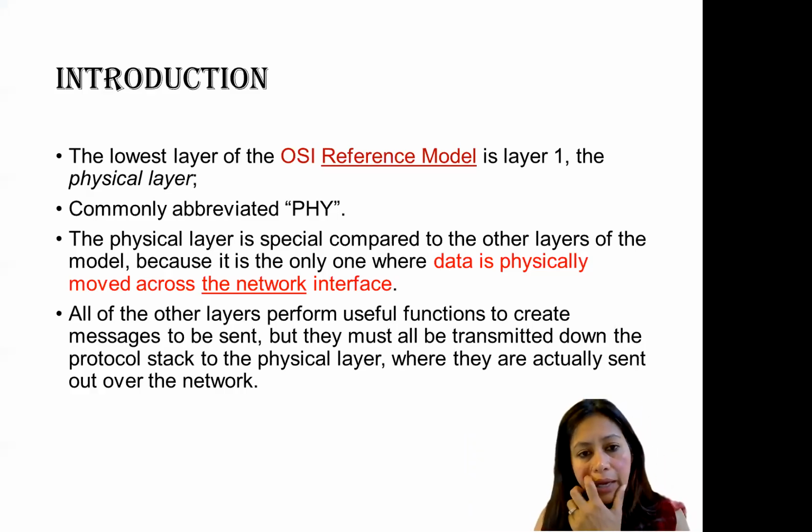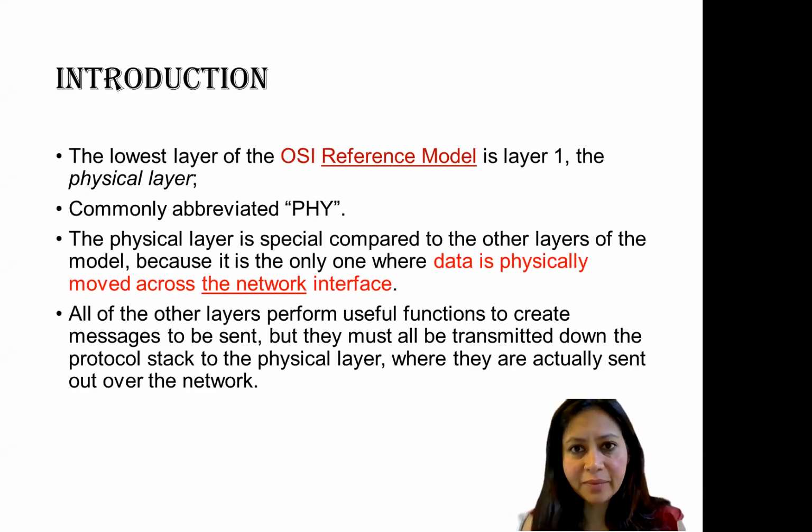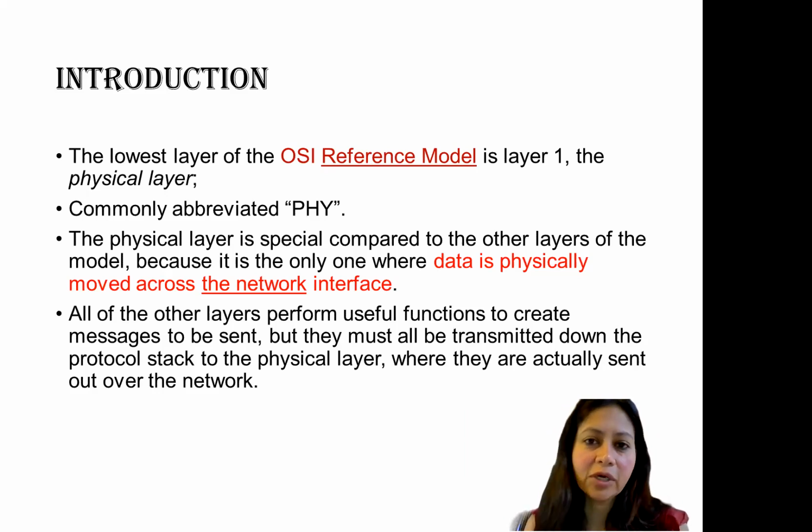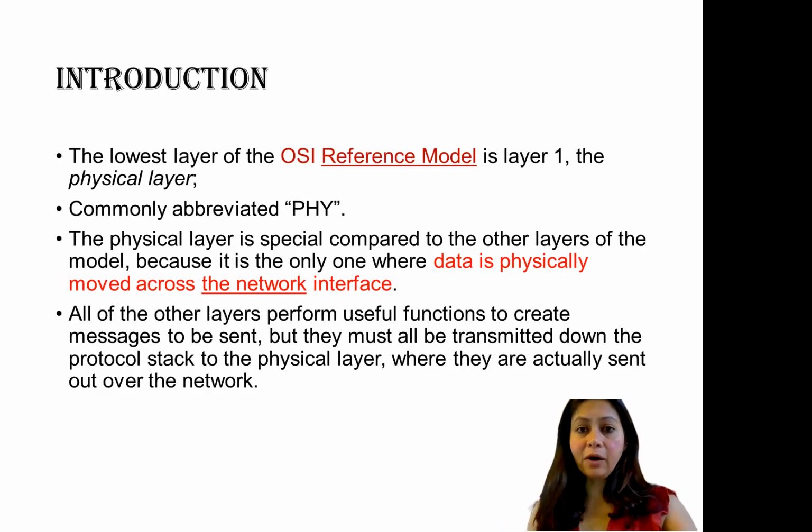Okay, so it is the lowest layer of any network protocol stack, the lowest layer of the OSI reference model. In this course, as I said in my previous lecture, we are going to be focusing on the 5-layer hybrid protocol stack. So this is the lowest layer of the protocol stack. We call this layer 1.